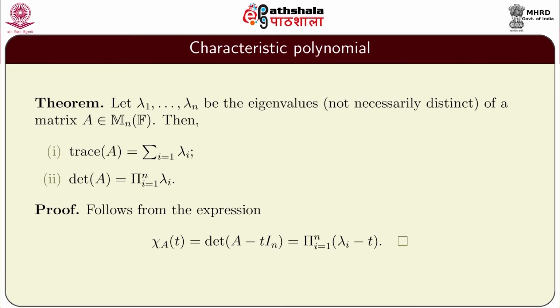That means an eigenvalue is a root of the characteristic polynomial, and therefore lambda i minus t has to be a factor of the characteristic polynomial, and lambda 1 to lambda n are all the eigenvalues of A. Therefore, this has to be the factorization of the characteristic polynomial chi A of t, that is the product of (lambda i minus t). Now, here chi A of 0 has to be determinant of A, that is clear, but chi A of 0 is nothing but the constant term, and it follows that it has to be the product of the eigenvalues.